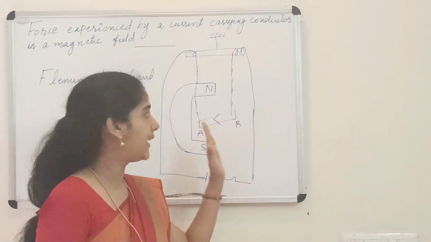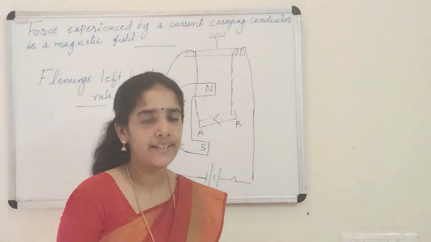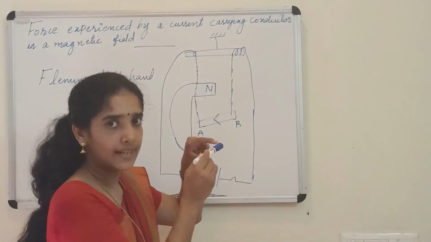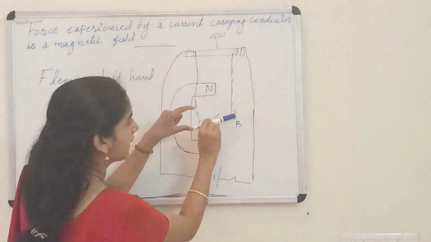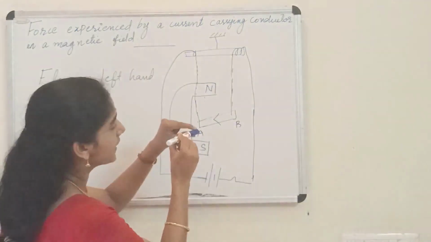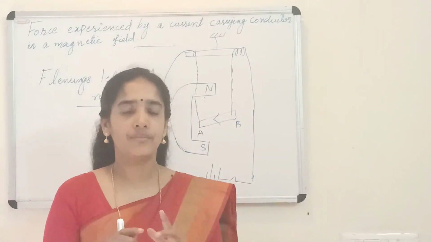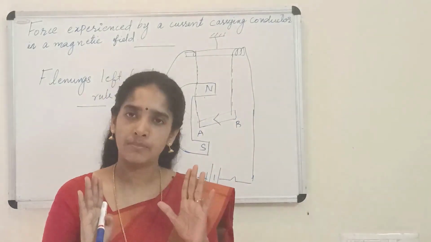This is the way the current carrying conductor is kept. At what angle is the current carrying conductor kept? It is kept at an angle perpendicular to the field, like this. And in the figure it appears like this. And this is A, this is B. Look.